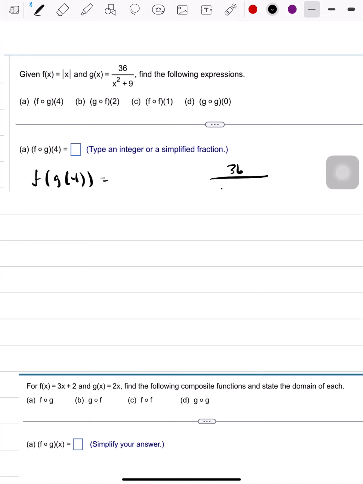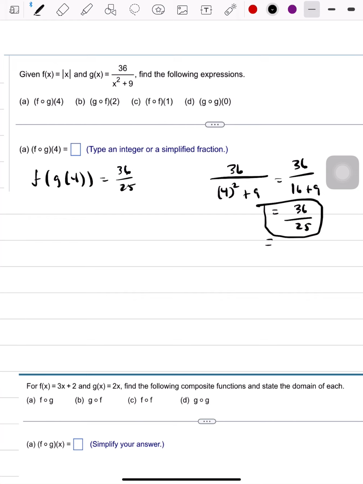So I go ahead and do it down here. 36 over 4 squared. Anytime it's x squared like that, I'm going to put it in parentheses, plus 9. Now it's not 36 divided by 9. It's 36 divided by 16 plus 9, which equals 36 divided by 25, and you have to ask yourselves, is it reducible? In this case, it's not. So just leave it like that as your answer, 36 divided by 25 on Delta Math.